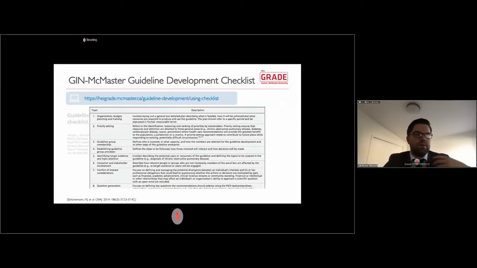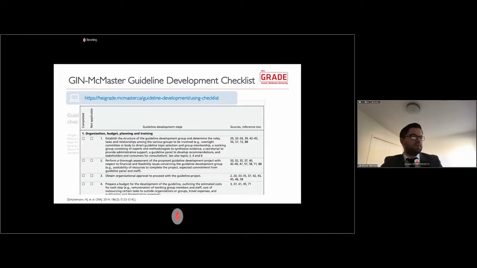So starting from organizing the project, determining budget, all the way up to reporting and dissemination and implementation considerations for the guideline. And in this checklist, we have specific items for guideline developers to consider to complete each of the steps.